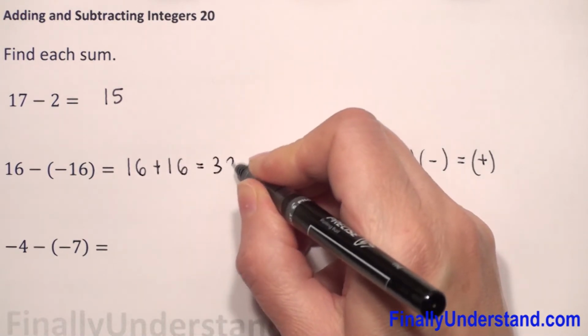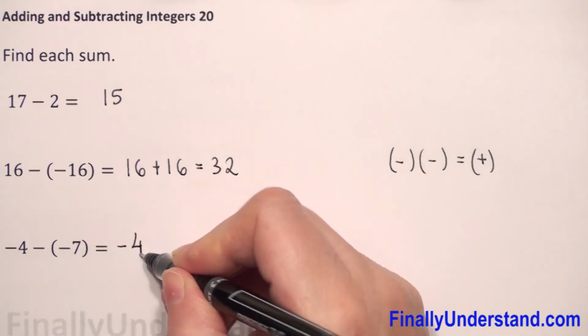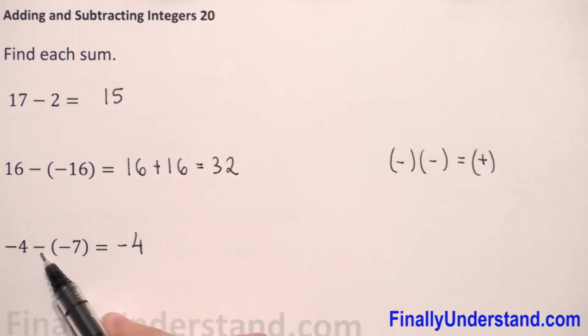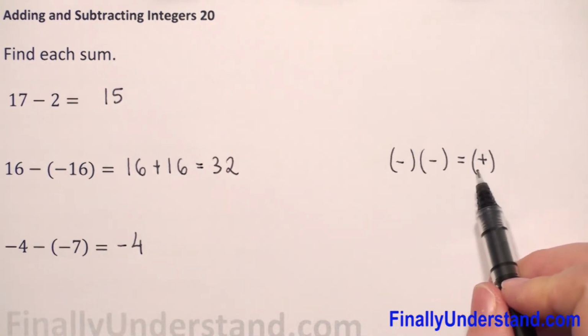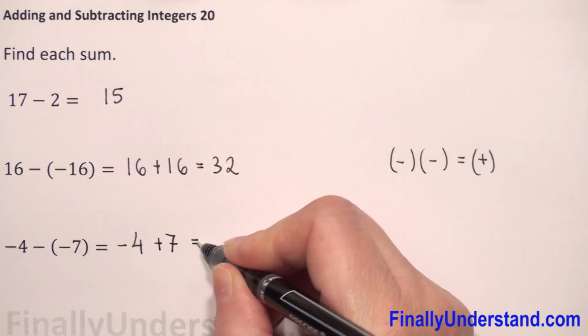is 32. The last example, negative 4, we have to rewrite, and again negative times negative we have. So two negative signs give me positive, so we have plus 7, so this is equal.